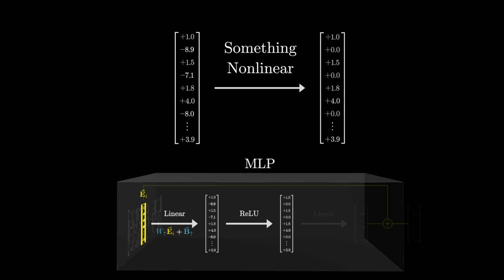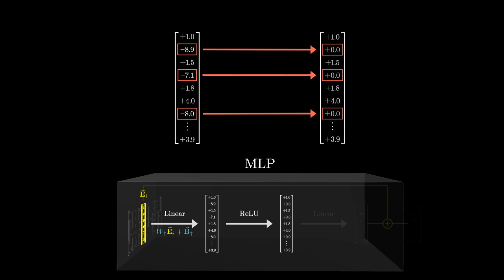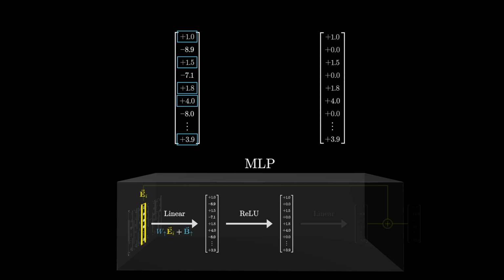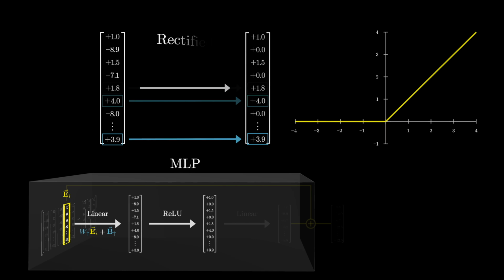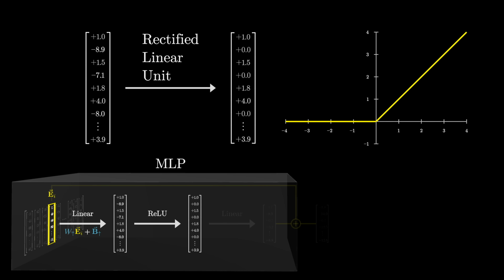So the next step is to pass this large intermediate vector through a very simple non-linear function. A common choice is one that takes all of the negative values and maps them to 0, and leaves all of the positive values unchanged. And continuing with the deep learning tradition of overly fancy names, this very simple function is often called the rectified linear unit, or ReLU for short. Here's what the graph looks like.